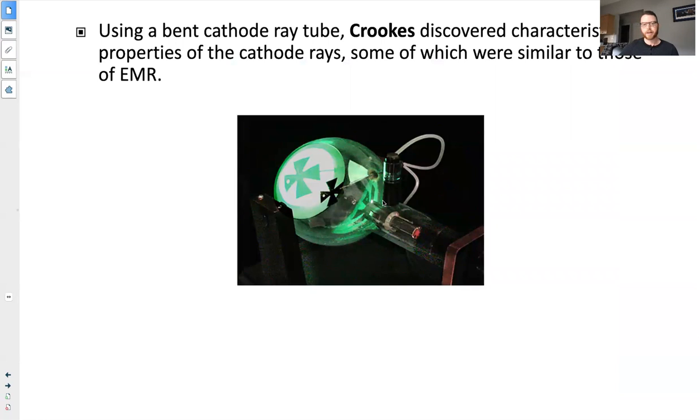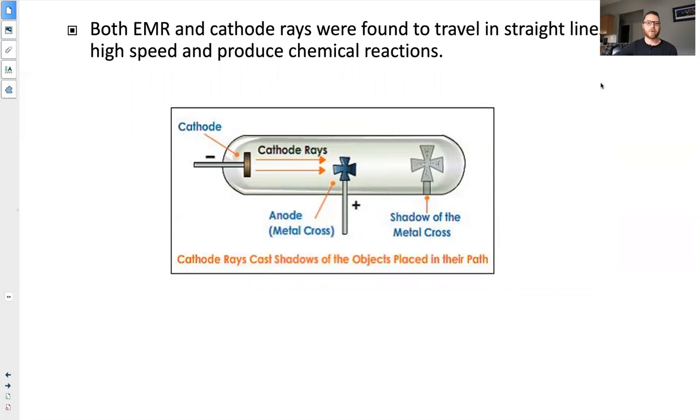Okay, so now that you have a little bit of a better background of a cathode ray tube. Typically the one that Thomson used was long and cylindrical. A gentleman named Crookes comes along and he bent the cathode ray tube, so he kind of turned it into a sphere. And he found that some of the cathode rays would either absorb or reflect or refract, and some of these properties are similar to those of electromagnetic radiation. So we're starting to make that connection between cathode rays, or traveling electrons, and EMR.